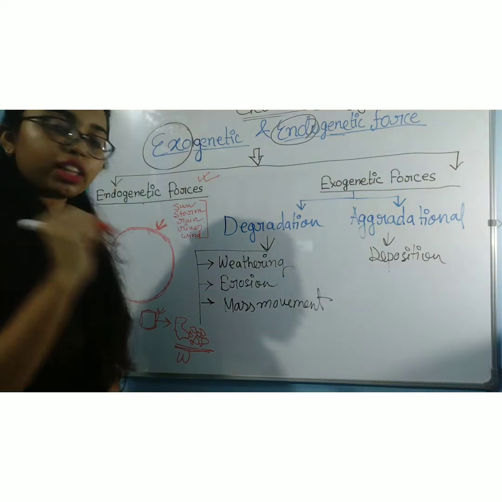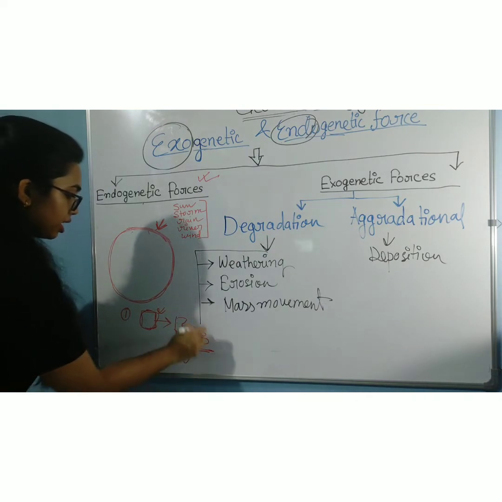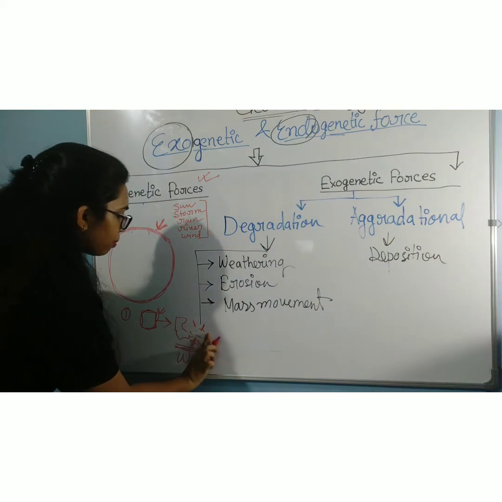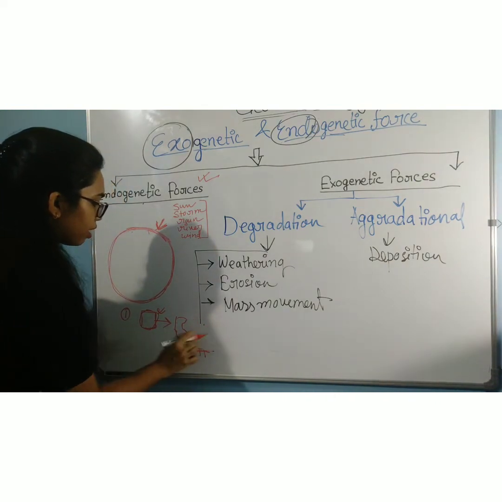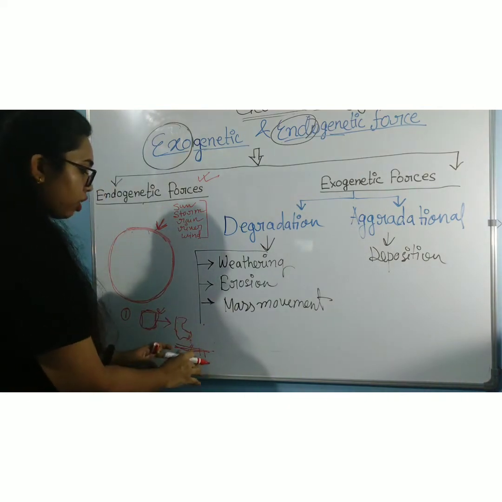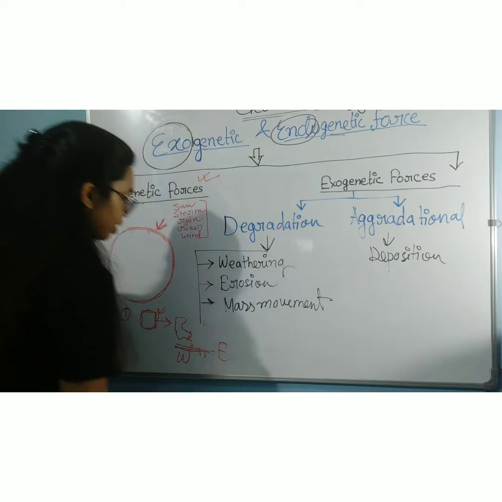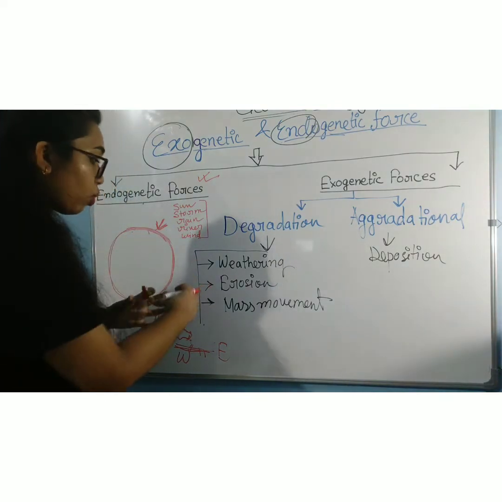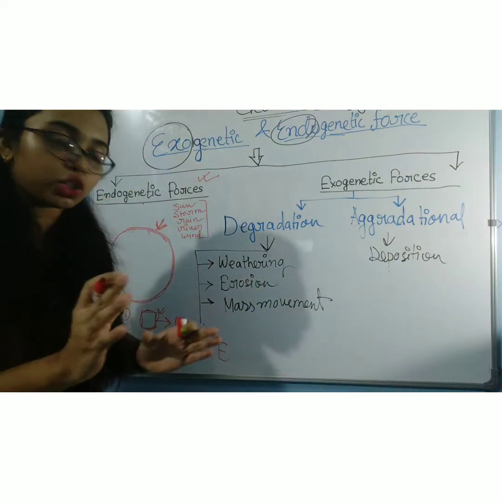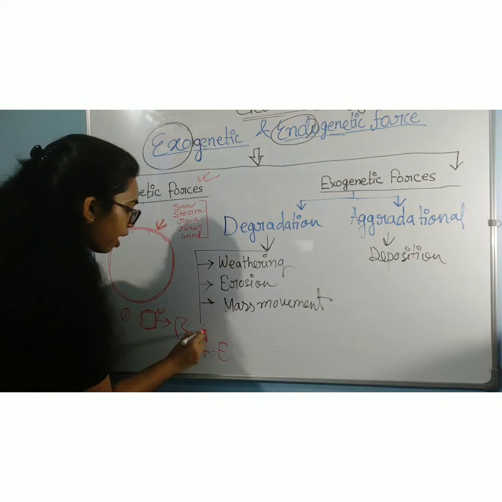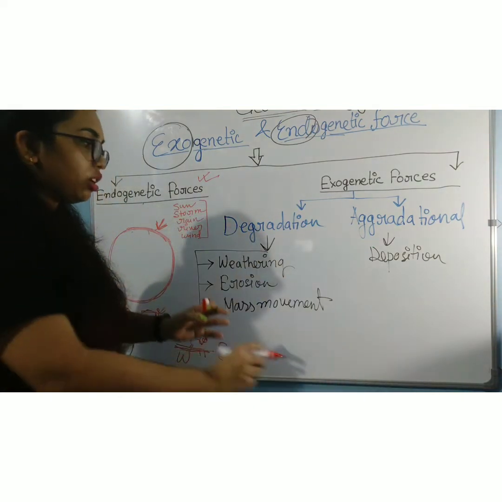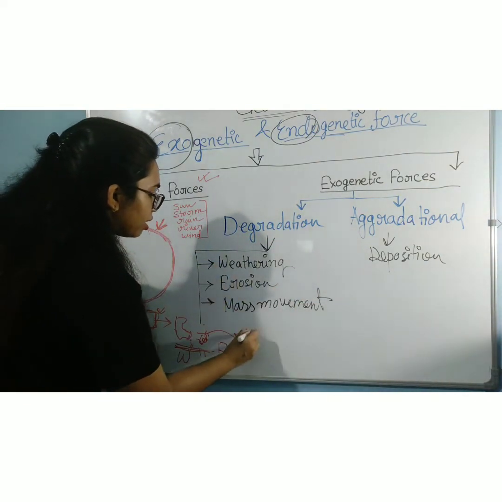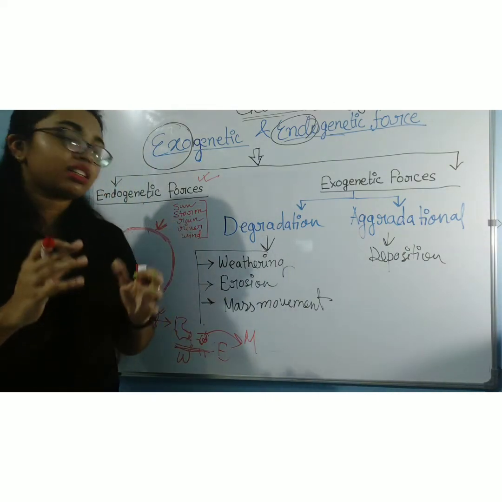This incident is called weathering. If these particles are not there, if they are removed from here, that is called erosion. If the particles just stay beside the rock, that is called weathering. If they are removed from there, that is called erosion. But the movement of the particles as they are removed, that incident is called mass movement. Understood?